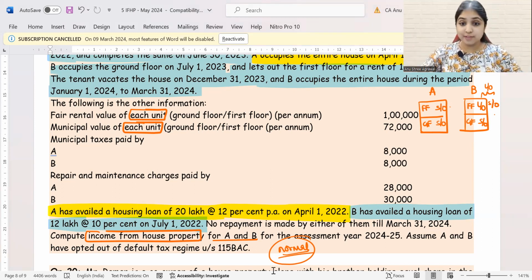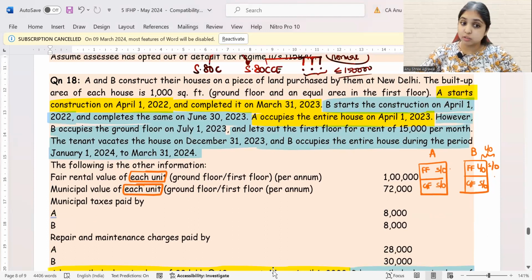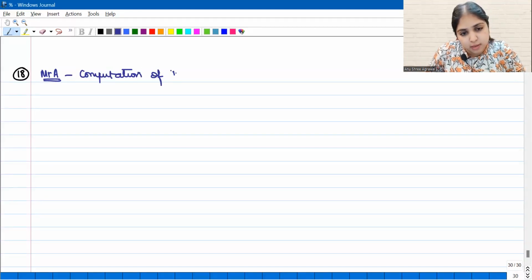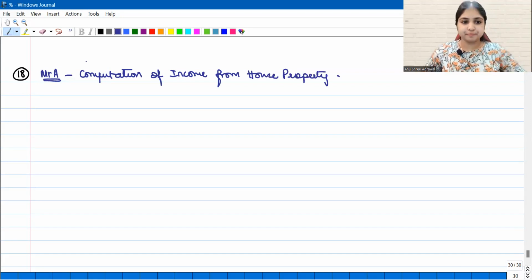Okay, so with all of this in your mind, now let us begin working out the question. We'll work out for Mr. A first and then we'll work out for Mr. B. Write down answer to question number 18. Under this, write down Mr. A. Give the heading Mr. A - computation of income from house property.